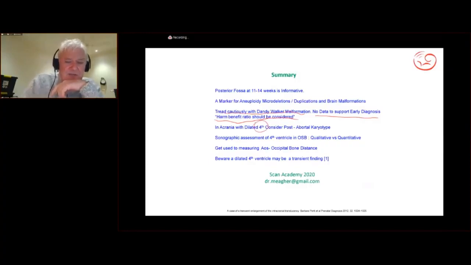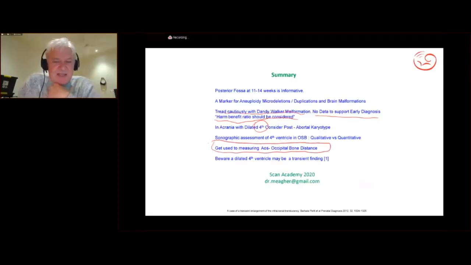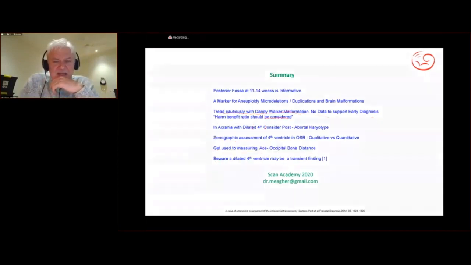And I would say in future, as we screen for spina bifida, I think it is now clear from that meta-analysis that we need to look at axial as well as sagittal imaging. And I would encourage measuring the distance from the posterior border of the aqueduct of Sylvius to the inner border of the occipital bone. One final word, be careful, because the fourth ventricle may be a transient finding, and that's something to bear in mind in your counselling. So what does this talk mean to you on Monday morning?